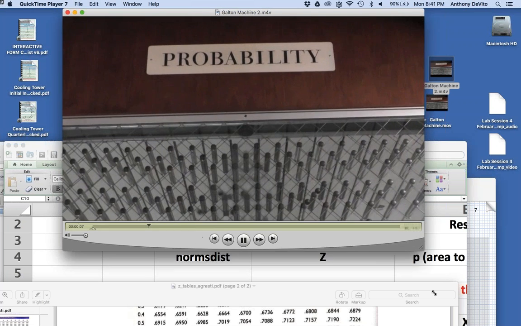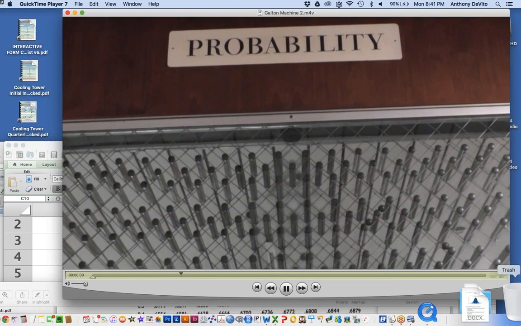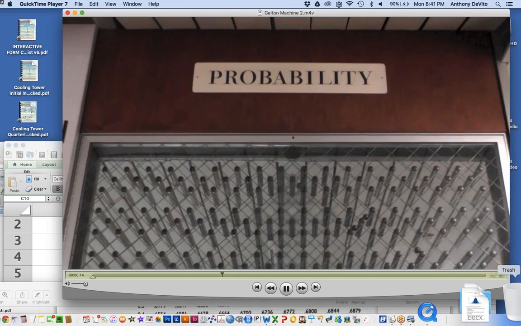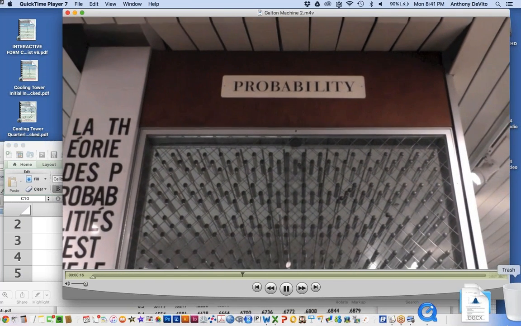There you go. Can you see the balls coming down? And they're hitting those bars, and they're randomly going to the left and to the right. And they go all the way down to the bottom. They accumulate down at the bottom.